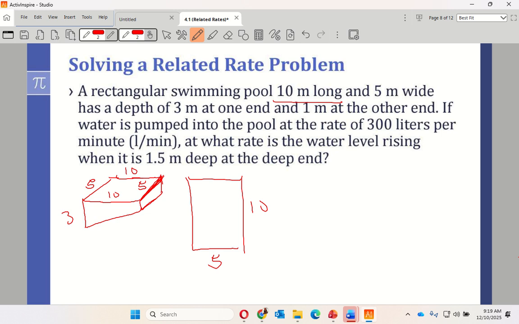So drawing it is key. For a lot of these problems, drawing something lets you start adding values to it so you can see from there. If water is pumped into the pool at a rate of 300 liters per minute, what does that represent?